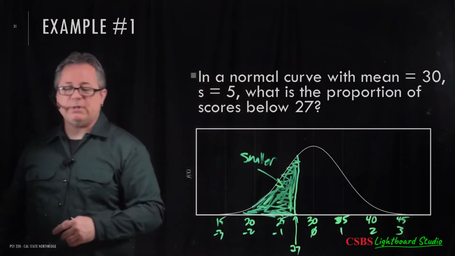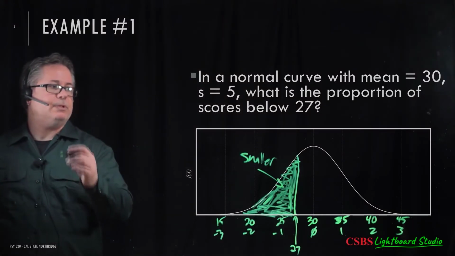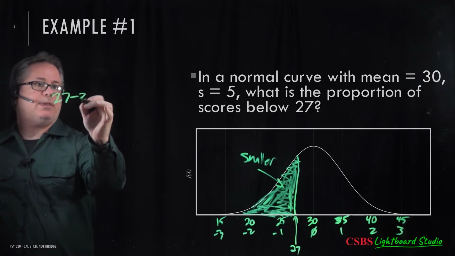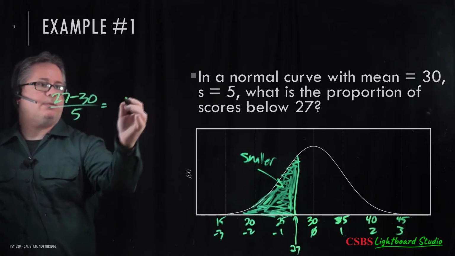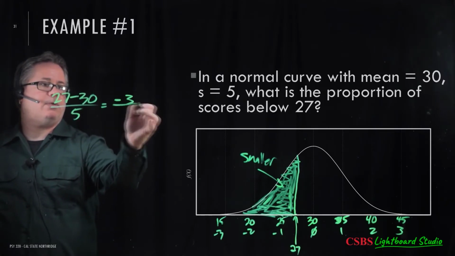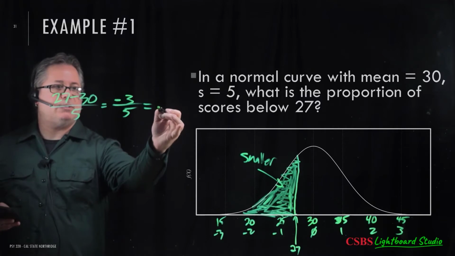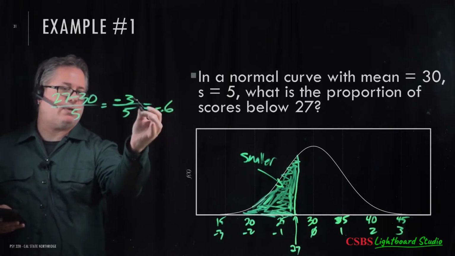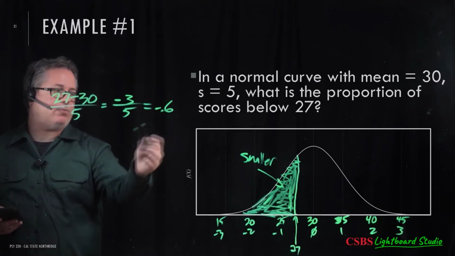So again, given those steps we just talked about, the first thing is I need to convert 27 to a z-score. So 27 minus 30 over 5 equals -3 over 5. 3 divided by 5 equals 0.6, so this means it's -0.6. Don't forget to carry the negative over. I took 3 divided by 5, got 0.6, and almost forgot that's a -0.6.